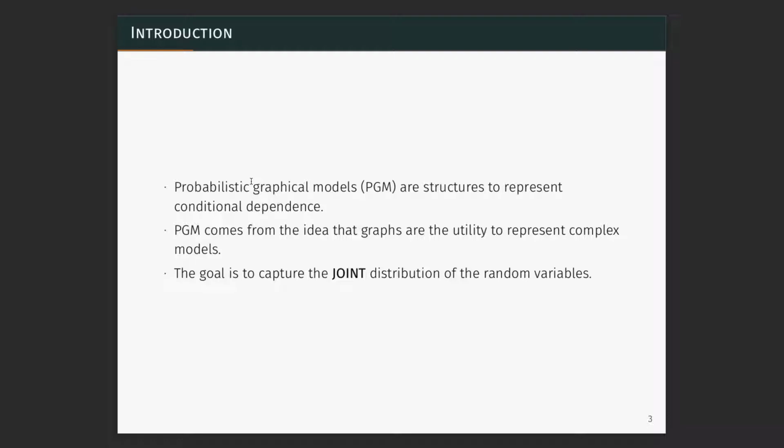PGMs confirm the idea that graphs are the utility to represent complex models. We have seen, for example, in neural networks or support vector machines, basically, even though we understand the notion of the classifier, in the end it's a black box. You have some inputs, you have some outputs, and that's it. And it's not really intuitive to understand what is happening in between. The goal here will be to capture the joint probability distribution of the random variables.